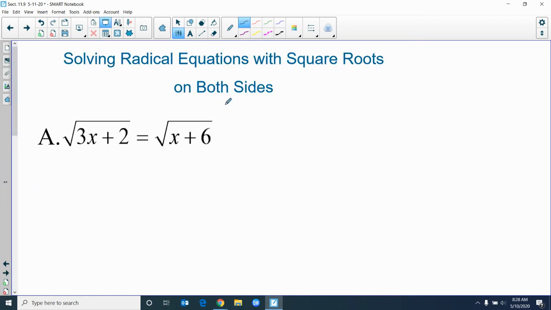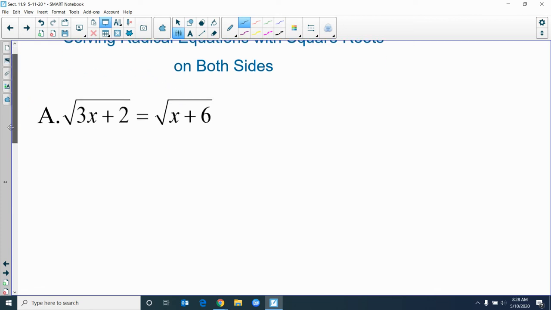All right, the last type is when we have more than one radical. And what we want to do is get the radical on both sides, like this one is written. This is how we want it. Once you get that, now you square both sides. And when you do square both sides, that just leaves you what's on the inside.